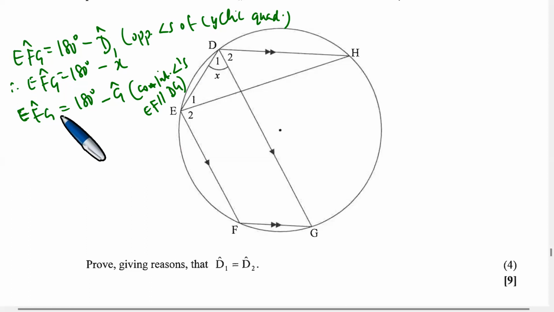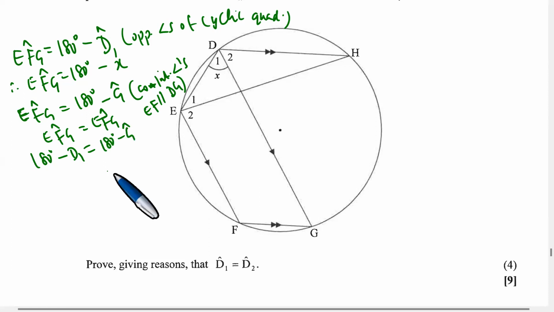Right, obviously, these two are equal to each other, because now you have EFG, which is 180 degrees minus D1, which is also 180 degrees minus G. But obviously this D1, we know is 180 degrees minus X, 180 degrees minus G. So the 180 cancels out, meaning we are left with angle G is equal to X.